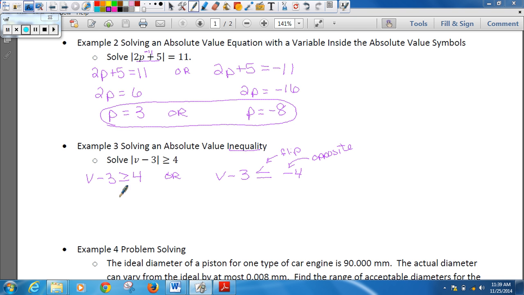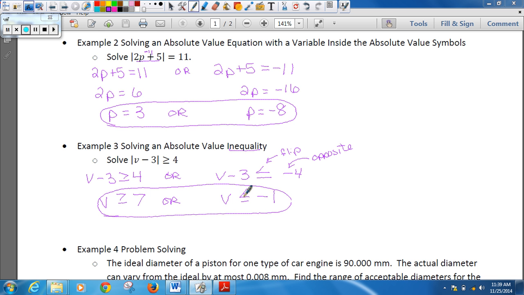And now we solve our two equations. B is greater than or equal to 7, because we added 3 on both sides. Or, we're going to add 3 on both sides again. B is less than or equal to negative 1. So if we check our answers, 7 minus 3 is 4. The absolute value of 4 is equal to 4. Here, negative 1 minus 3 is negative 4. The absolute value of negative 4 is also 4. So both of those are correct.